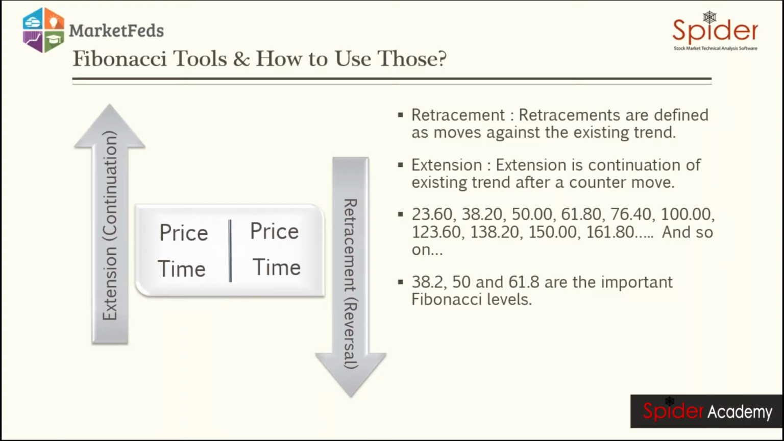Once you have understood these two concepts, I would let you know the Fibonacci levels which we would take. These are the percentages which we take in the Fibonacci: 23.6, 38.2, 50, 61.8, 76.4, 100, and so on. 38.2, 50, and 61.8 are the important Fibonacci levels. I would show you an example and you will be astonished to know that they work so well.